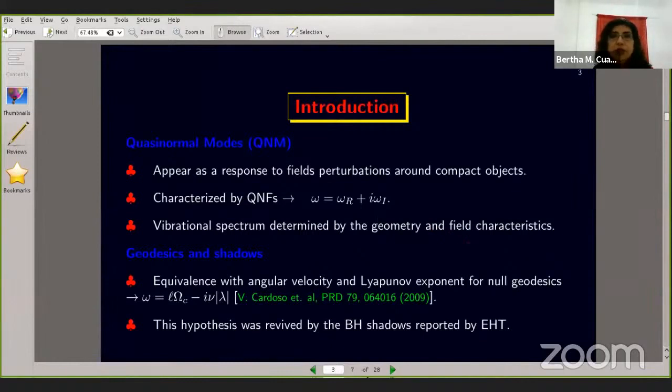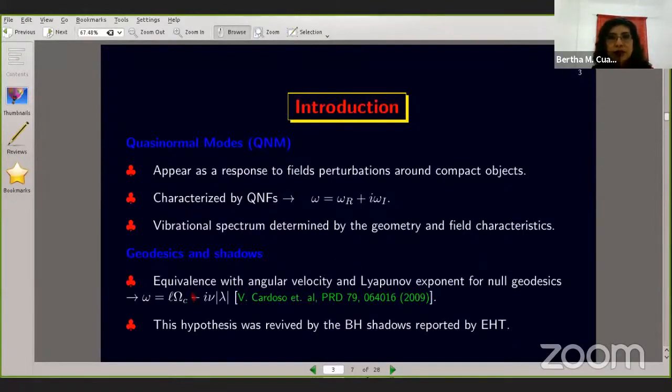I can remind you that these Lyapunov exponents are a measure of the average rate at which nearby trajectories diverge or converge in the phase space. In particular, if these coefficients are positive, we know that there is a divergence in these trajectories, so these trajectories are very sensitive to the initial conditions.